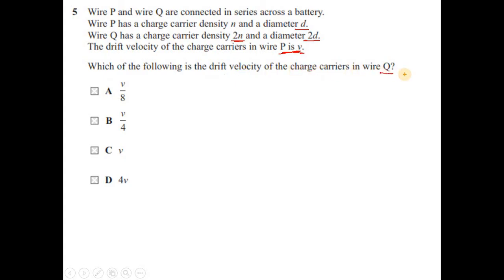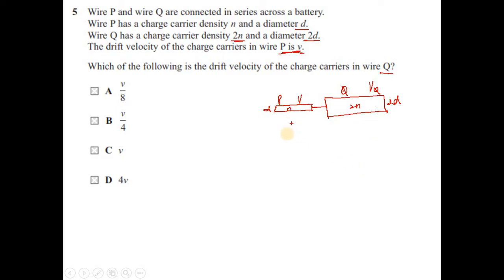A typical question on drift velocity, you will find many MCQs of the same type. They are saying we have two wires, wire P and wire Q, connected in series, maybe directly or with the help of some wire, it doesn't matter. You can imagine the second wire has double the diameter, and the charge carrier density here is 2N, here it is N, diameter is D, diameter is 2D. So you need to figure out vQ, the drift velocity in wire Q, if this is wire Q and this is wire P. Drift velocity is V for wire P.